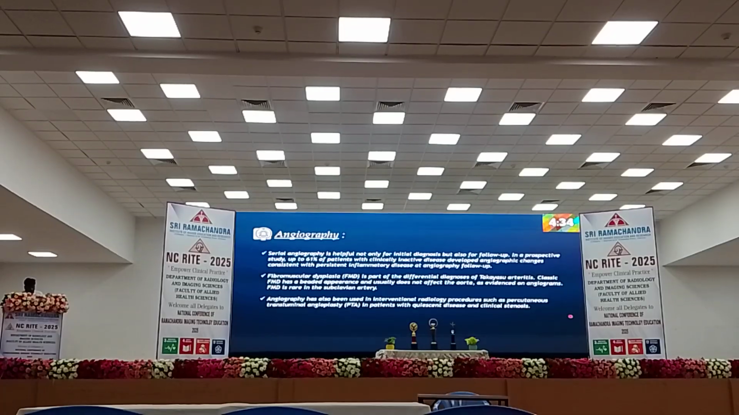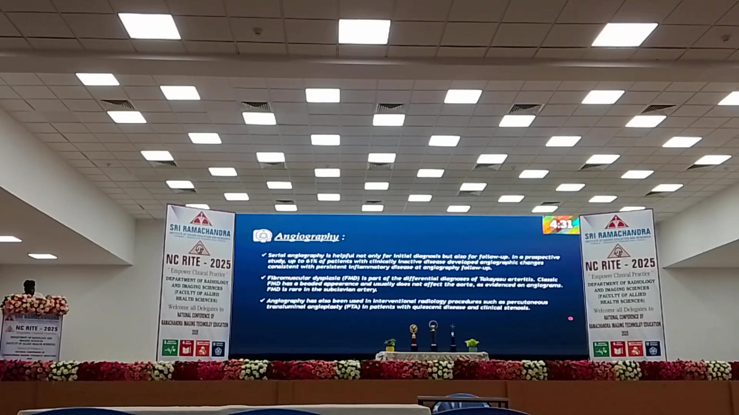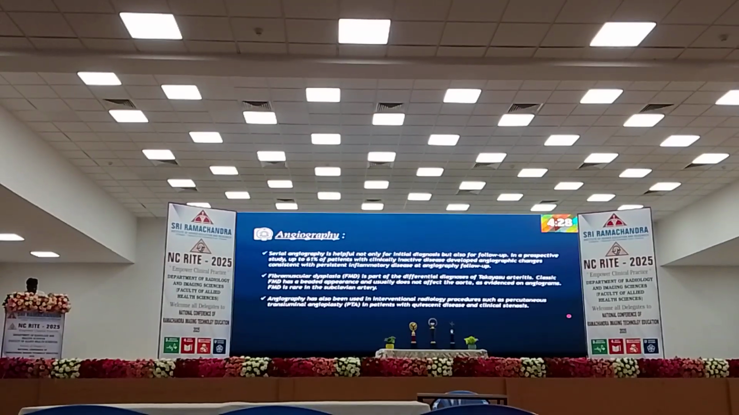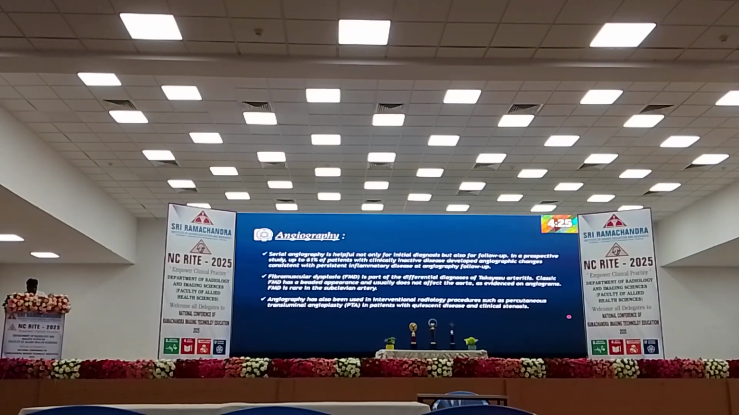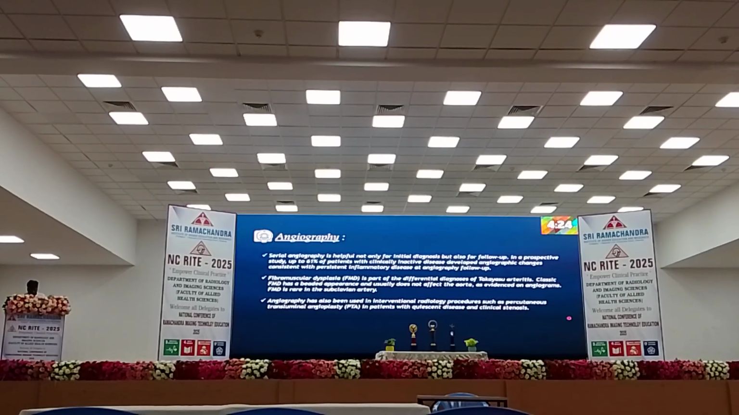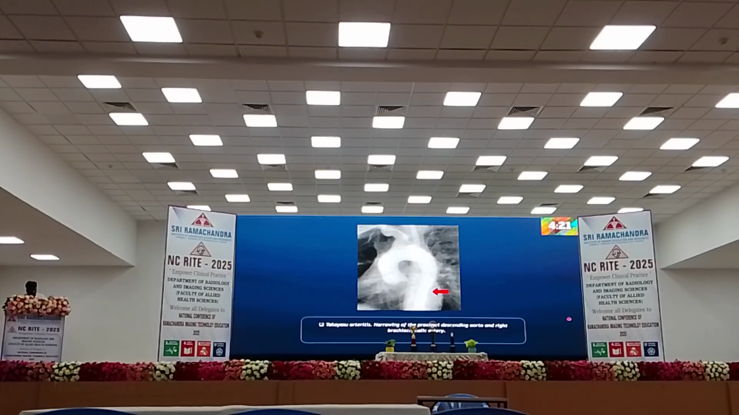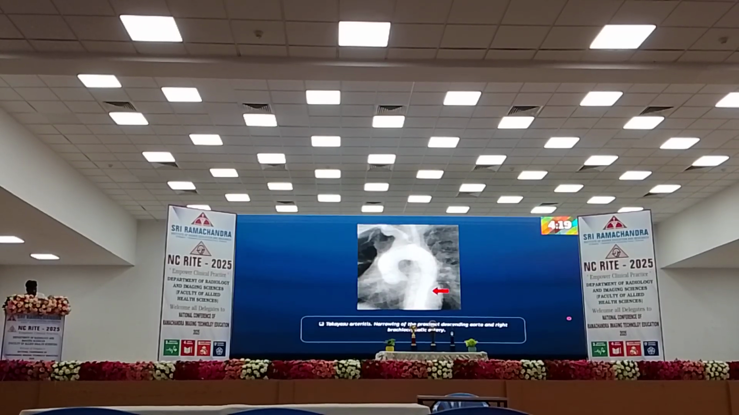Fibromuscular dysplasia is part of the differential diagnosis of Takayasu arteritis. FMD usually does not affect the aorta. FMD is rare in the subclavian artery. Angiography has also been used in interventional radiology procedures such as percutaneous transluminal angioplasty in patients with quiescent disease and clinical stenosis. In this image, narrowing of the proximal descending aorta and the right subclavian artery.